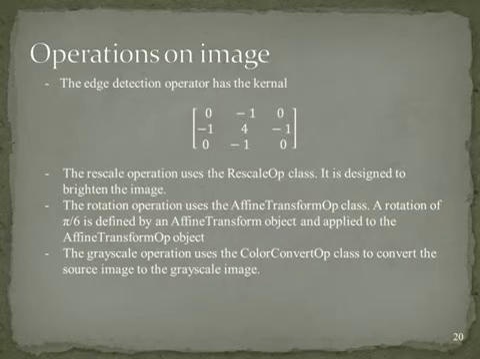The rescale op uses the rescale op class. It is designed to brighten the image. The rotation operation uses the affine transform op class. A rotation of pi by 6, as we saw before, is defined by an affine transform and applied to an affine transform object. The grayscale operation uses the color convolve op class to convert the source image to a grayscale image.